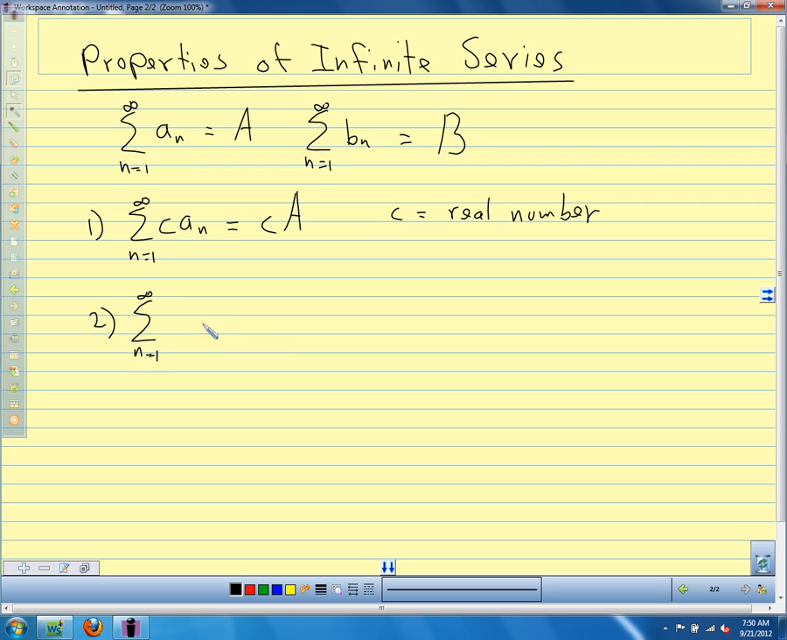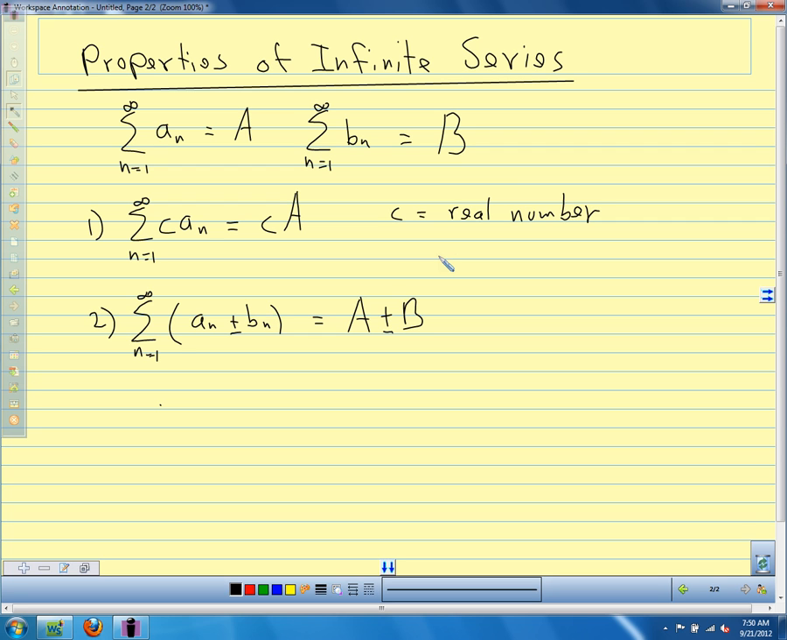So the sum of a sum is just the sum of the limits. And our third one is just the difference. Instead of writing 3, I'm just going to write plus or minus. So those are some properties of series. We can multiply by a constant. We can add the terms together. If we add the two terms together, we're just adding the sums of the convergent series together.